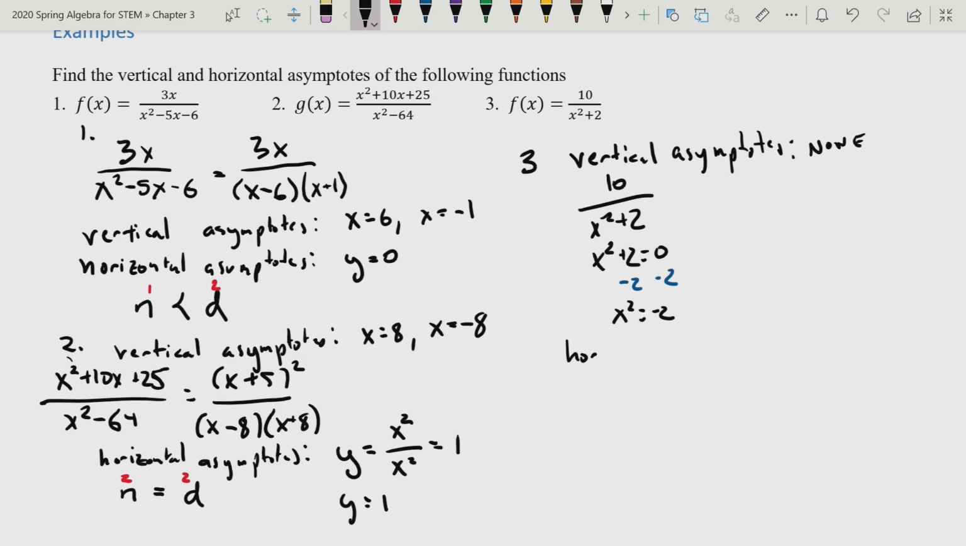What about horizontal? Again, I look at the degree of the numerator and the degree of the denominator. What is the highest power of x? Here, the highest power of x is 0, because there is no power of x. What's the highest power of x in the denominator? It's 2. In this case, the degree of the numerator is less than the degree of the denominator. So the horizontal asymptote is the line y equals 0.